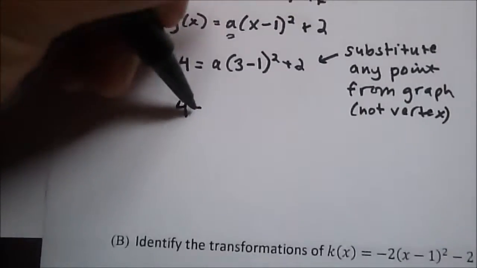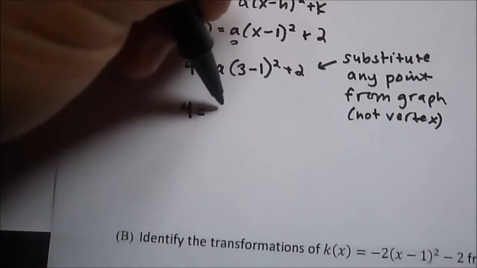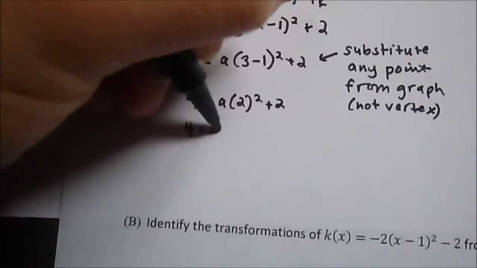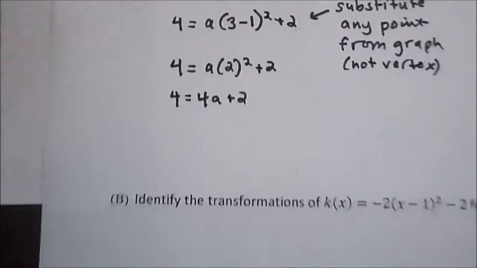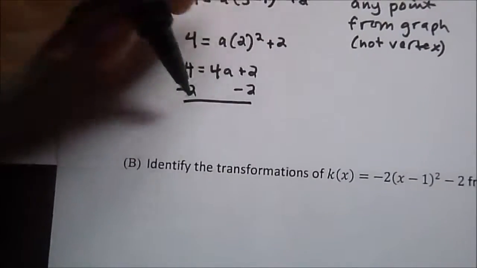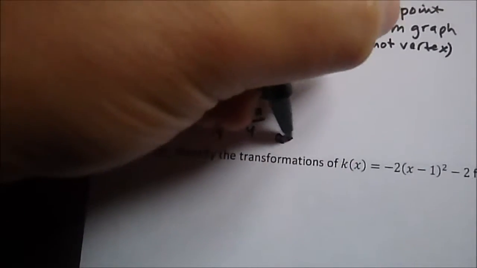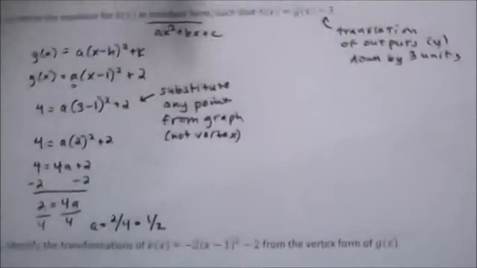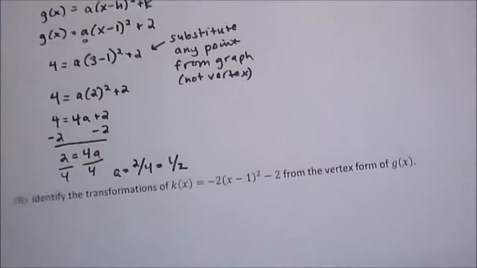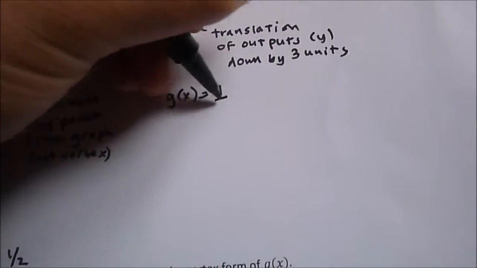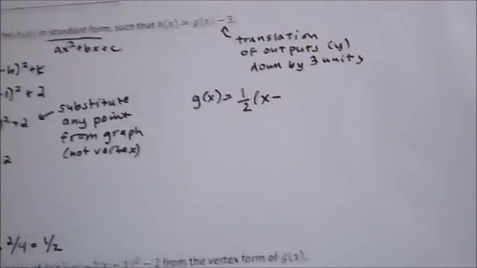And then I can simplify. 4 equals, 3 minus 1 is 2, so a times 2 squared plus 2. 4 equals 4a plus 2. And we're going to use this to solve for the value of a. And I end up with a is 2/4, or 1/2. So now I can put this a value back into my equation to get the equation of g(x). So g(x) is equal to 1/2 times (x minus 1) squared plus 2.